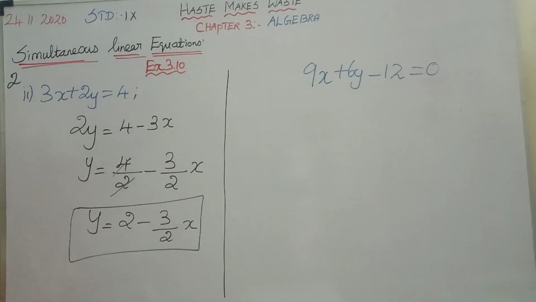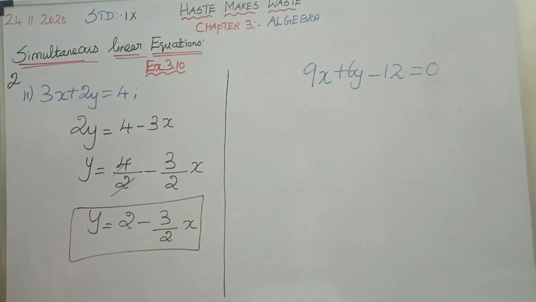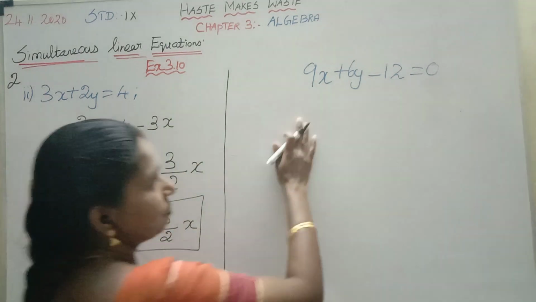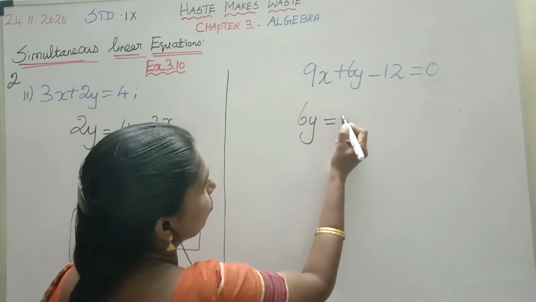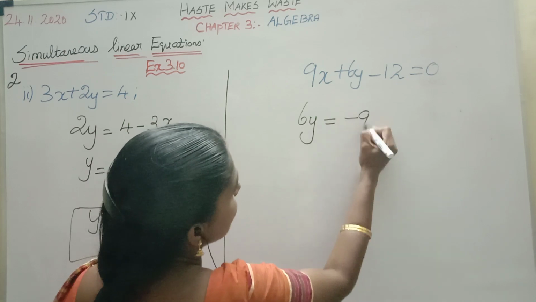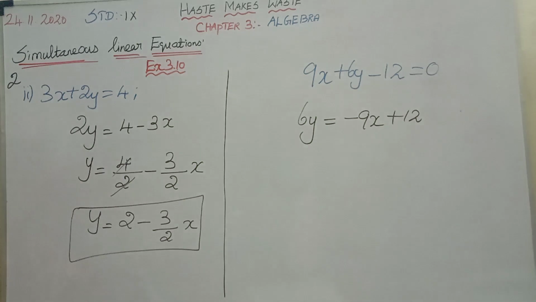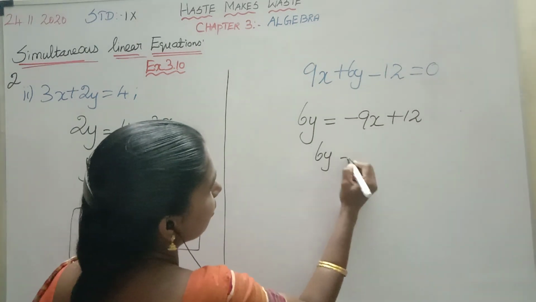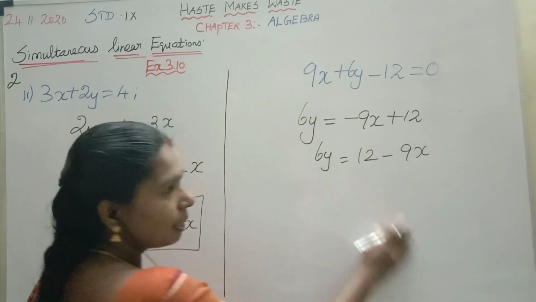Now you go to the next, here they have given the second one, 9x plus 6y minus 12 equal to 0. So write it in y equal to mx plus c form. You will have 6y equal to minus 9x plus 12, otherwise you can write it like this, 6y equal to 12 minus 9x. Okay, so divide by 3 table.